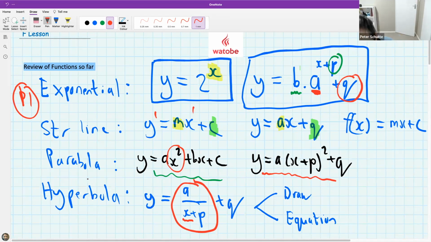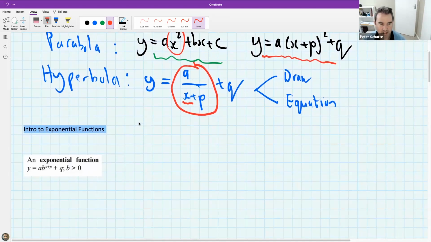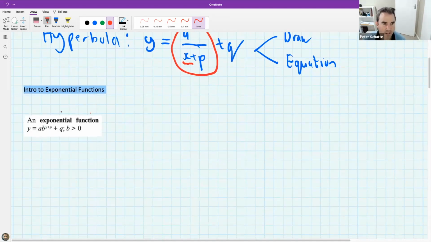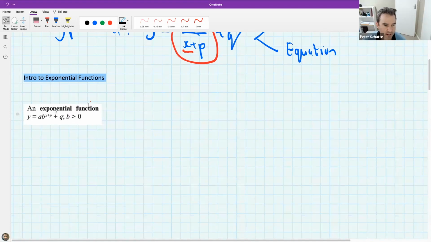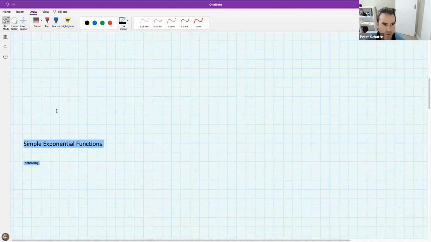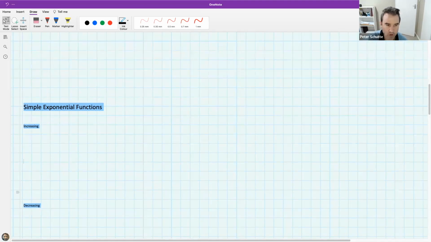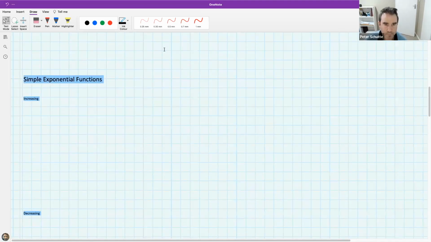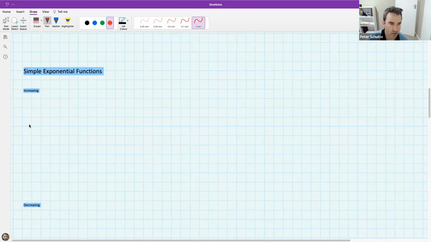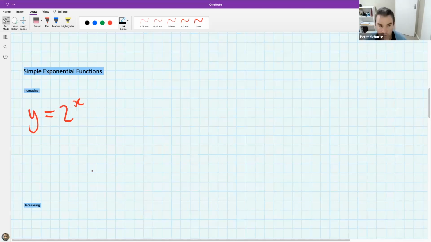Okay, now I've probably made your lives a little bit more cluttered than it needs to be at the beginning, but I thought it was important that we have a look at all the functions we've covered, and then we zoom in on the exponential. But now it's time to focus just on basic exponential functions. So let's talk about a simple increasing exponential function. I said to you, y equals 2 to the x is an exponential function, and that is actually what's called an increasing exponential function. And I'll show you now why.